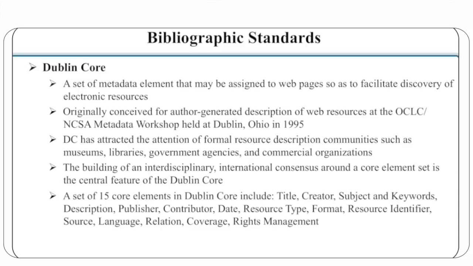A set of 15 core elements in Dublin Core include title, creator, subjects and keywords, description, publisher, contributor, date, resource type, format, resource identifier, source, language, relation, coverage, and rights management.